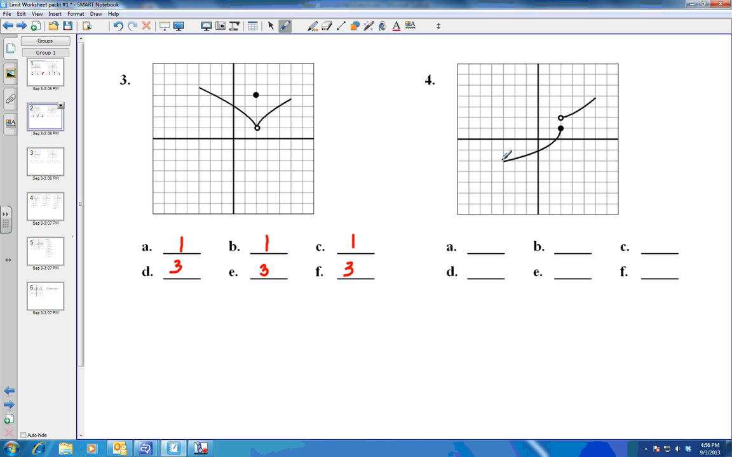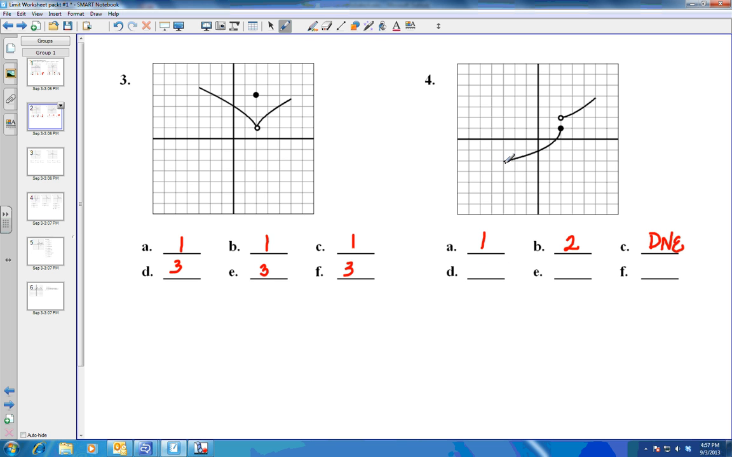Okay, on this one, I'm going to find the limit as x approaches 2 from the left-hand side. From the left-hand side, it's approaching 1. Find the limit as x approaches 2 from the right-hand side. From the right-hand side, you see that's approaching 2. So the total limit, those two numbers do not match, so it does not exist.